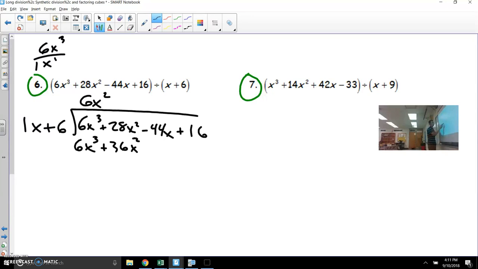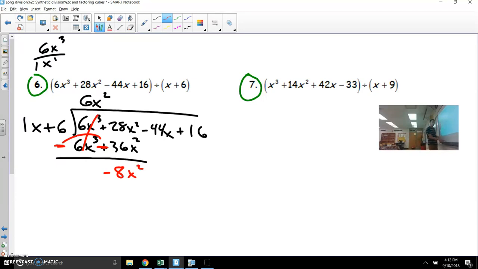Okay? So this next part I'm going to change to red, because if you're in class today, I talked about how this is a part that a lot of students don't do well with. We are subtracting everything in the second one. So 6x to the third minus 6x to the third is 0. That's not really where most people miss it. They miss it here. You're really subtracting. So 28 minus 36 is negative 8x squared.